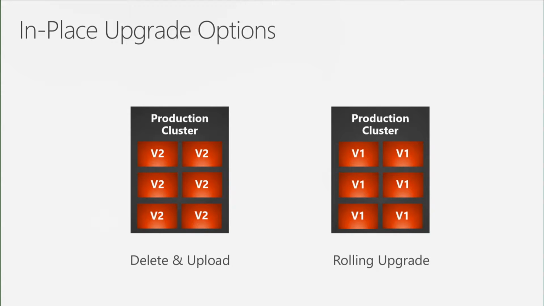Another way to do it is with what we call a rolling upgrade. So here I have a production cluster on the right, and it has 6 instances of my microservice running in that cluster, all version 1, and then I now want to upgrade them to version 2. And we can do that with this rolling upgrade where we bring down some V1s, make it be V2, bring down V1, bring up a V2, and so on.